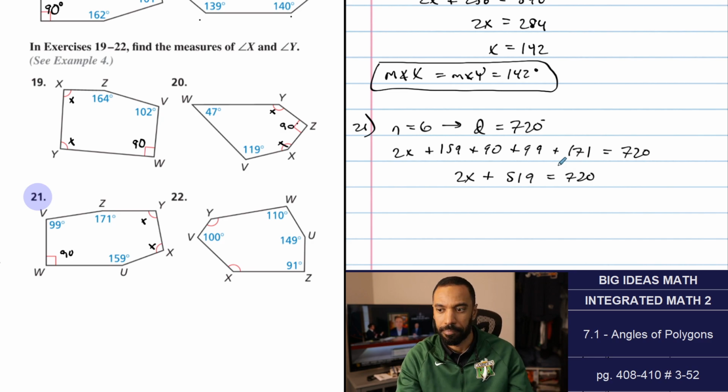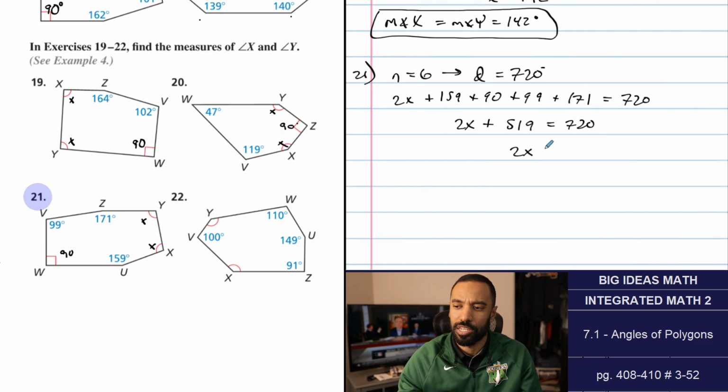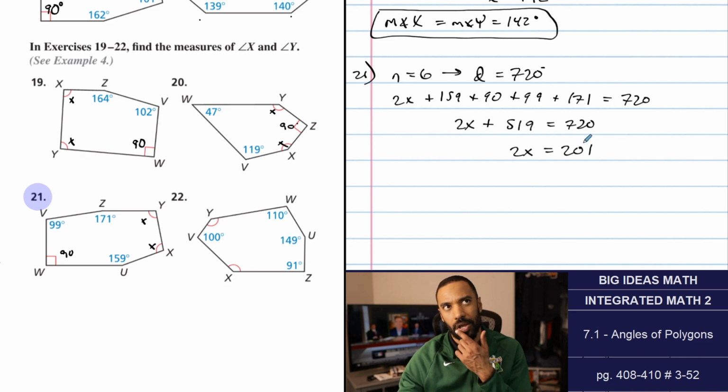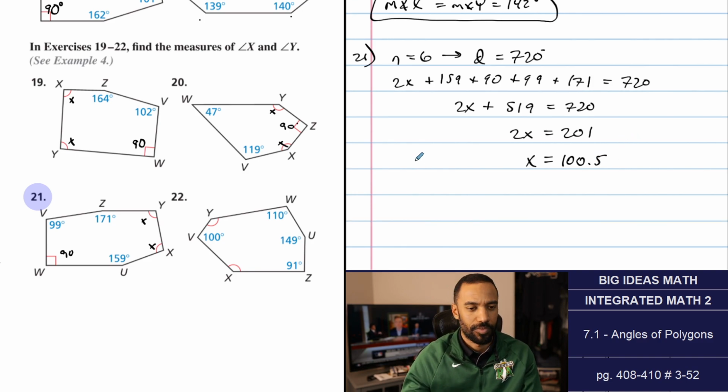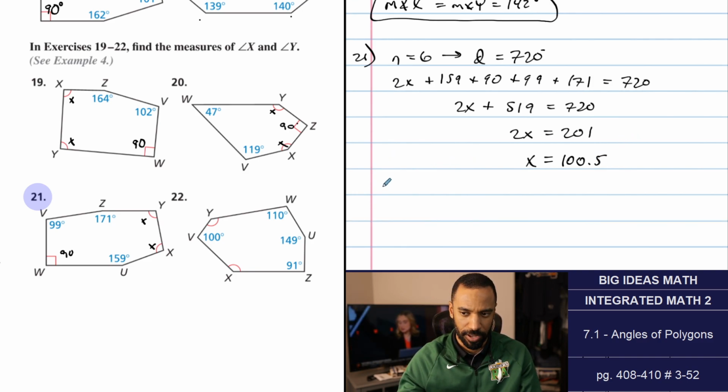Make sure that adds right. Yep. Subtract 519 over, and you get 201. Divide by 2, you get 100.5. It's kind of halfway in there. So measure of angle x, measure of angle y, same thing. I'm not questioning why they're asking us to find both. I'm questioning why they're always the same.